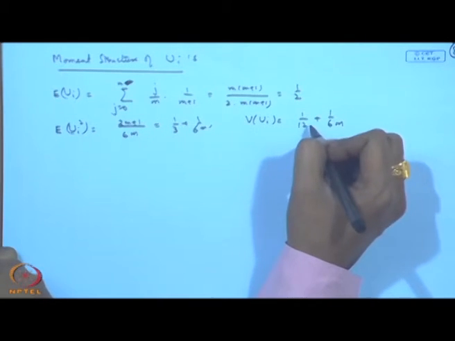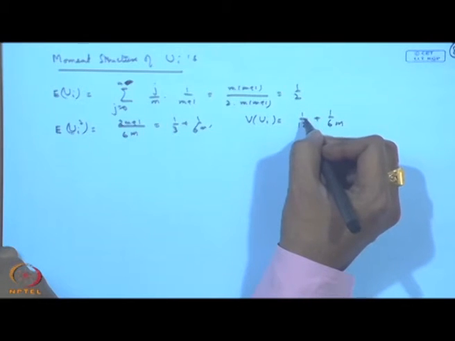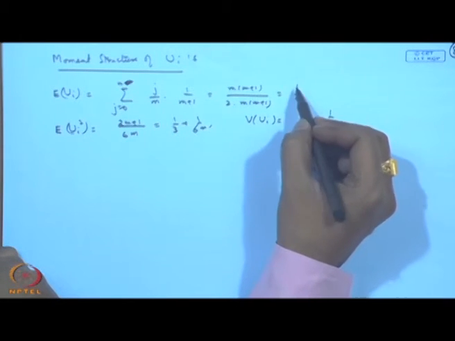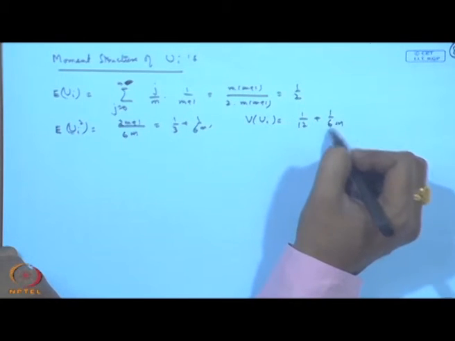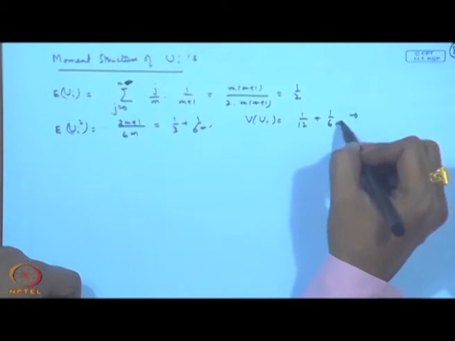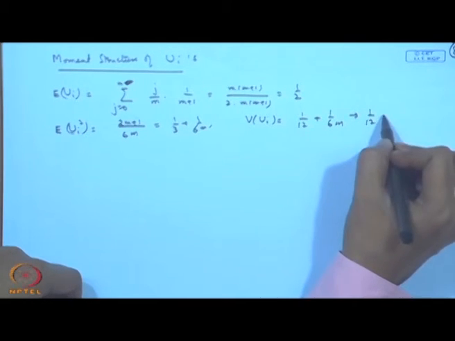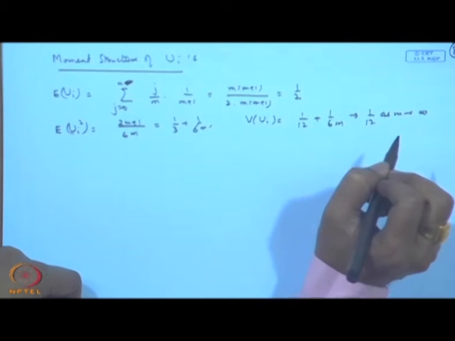That is interesting. If you remember the uniform 0 1, there the mean is half and the variance is 1 by 12. So here the mean is still half, but the variance is 1 by 12 plus something, 1 by 6m. So if m becomes large, then this is approximately 1 by 12. This is an interesting thing to observe.